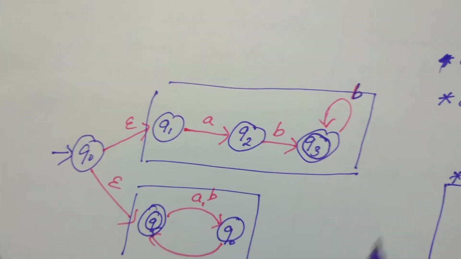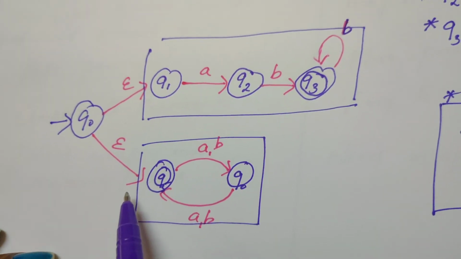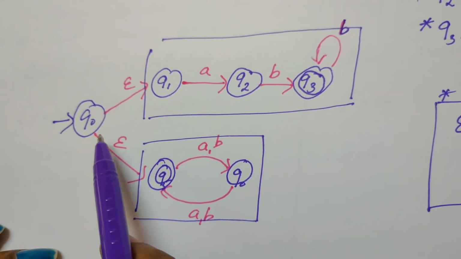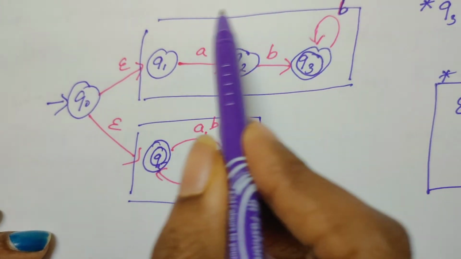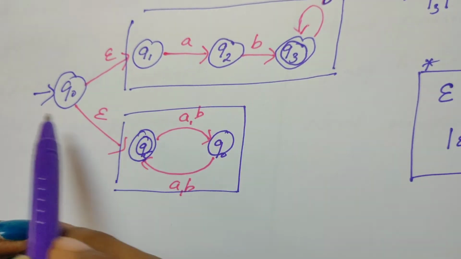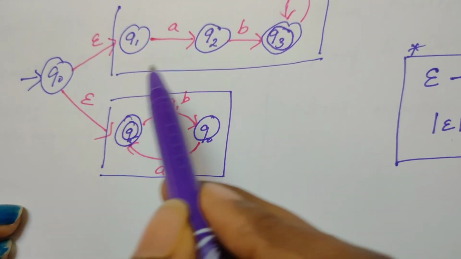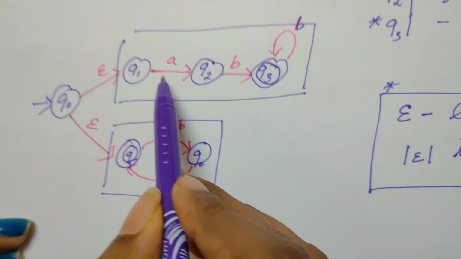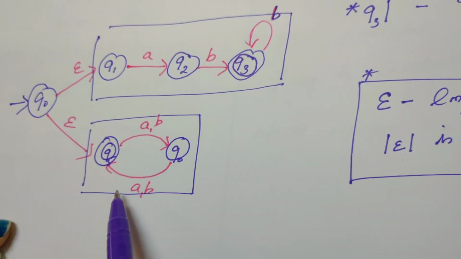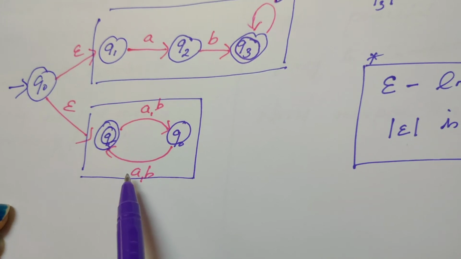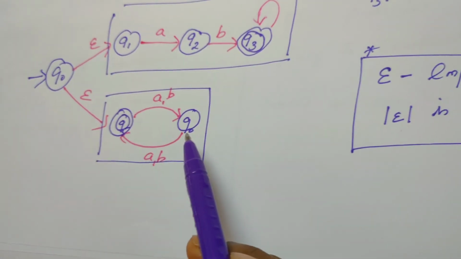What is the meaning of this entire machine, or what is the language recognized by this entire machine? This machine accepts either the language that is recognized by this machine or the language that is recognized by this machine. It accepts either the strings that begin with A, B followed by any number of B's, or it accepts the strings of A's and B's of even length. This is also an example of NFSM.